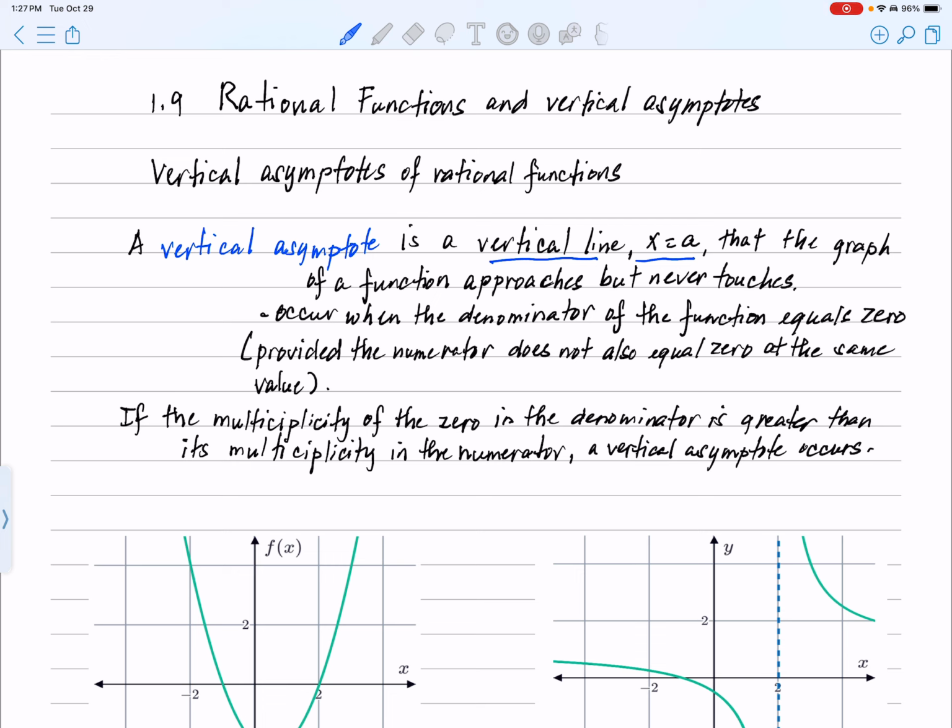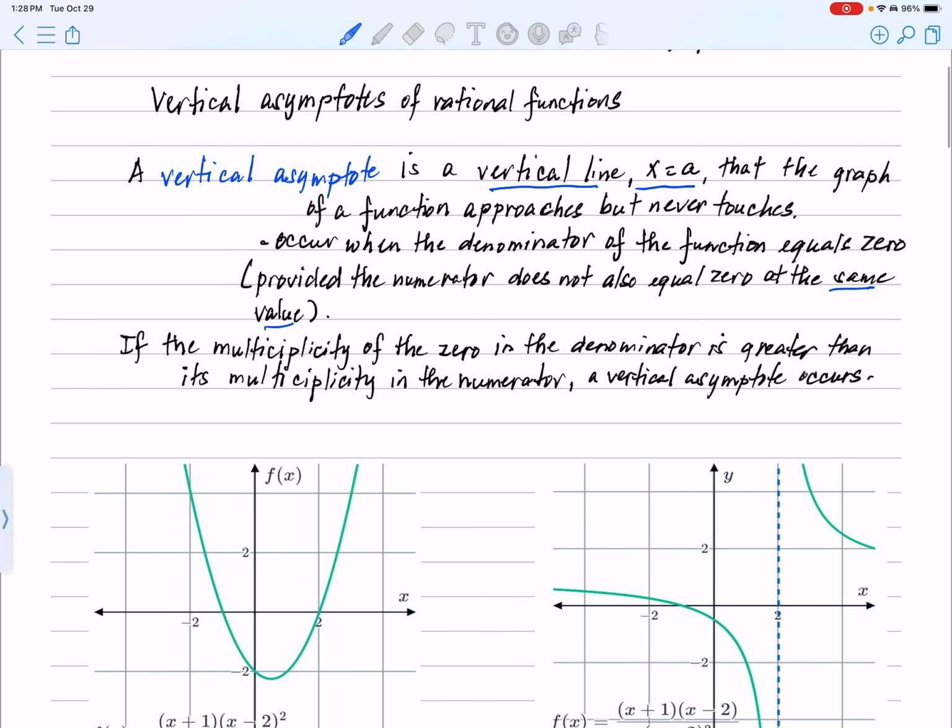A vertical asymptote is a vertical line x equals a that the graph of a function approaches but never touches. It occurs when the denominator of the function equals 0, provided that the numerator does not equal 0 at the same value. This is because as the denominator approaches 0, the value of the function increases or decreases without bound. We'll get to know more about this as we move on.